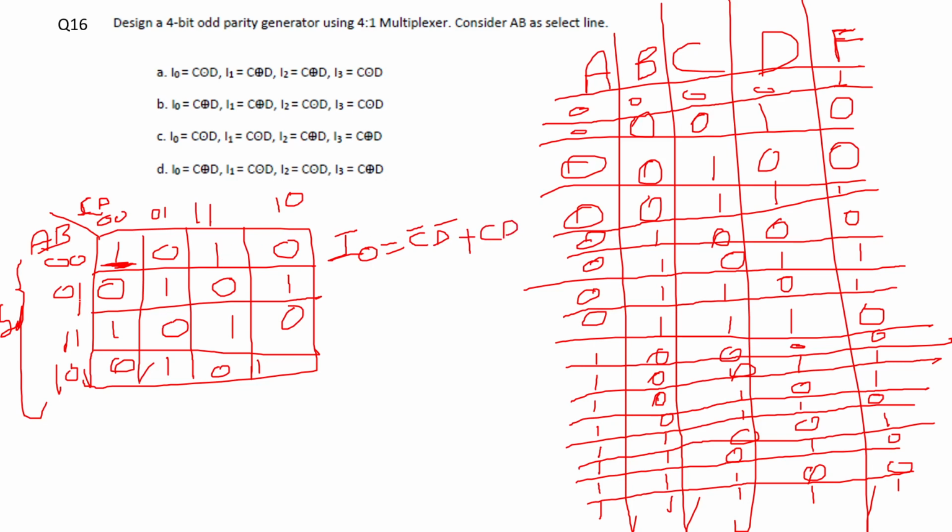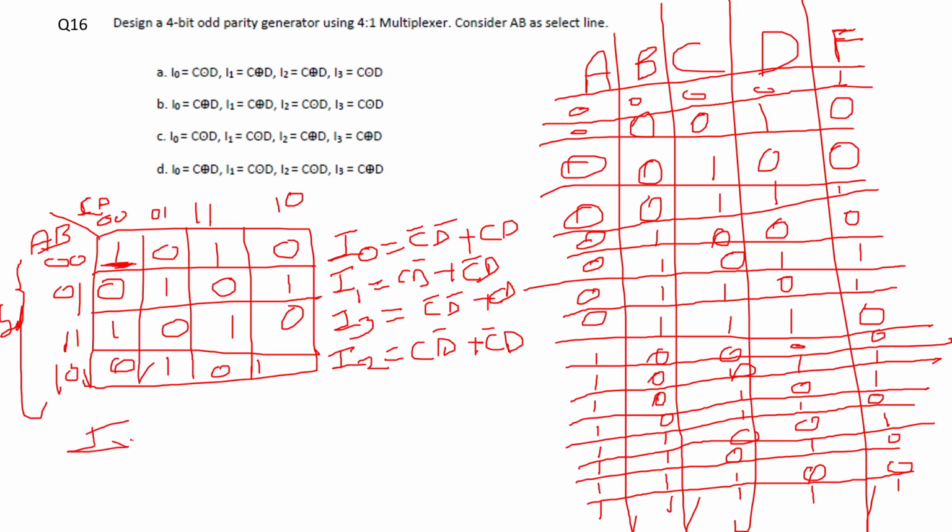When the select lines are 0 1, I1 will be selected. So what will be the output? This term is C D complement plus C complement D. Now here I should write I3, not I2, because it's 1 1. So I3 will be equal to, again, C complement D complement plus CD, and my I2 will be equal to C D complement plus C complement D.